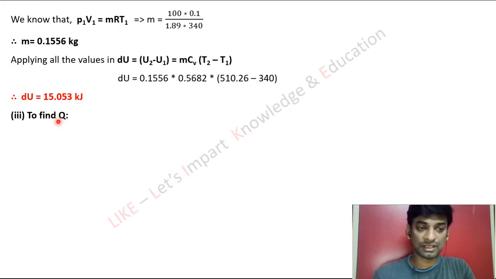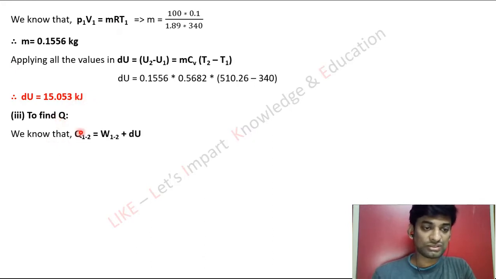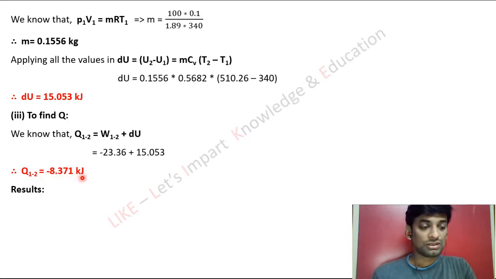Next one, you have to determine heat transfer Q. Q is equal to W plus du. We know this formula, the first law of thermodynamics. Q1 to 2 is equal to W1 to 2 plus du. W we have calculated, du we have calculated. If you substitute both the values, you will be getting heat transfer is equal to minus 8.371 kilojoule. This minus symbol represents heat is lost to the surrounding. If it is a plus, heat is gained. If it is a minus, heat is lost to the surrounding.